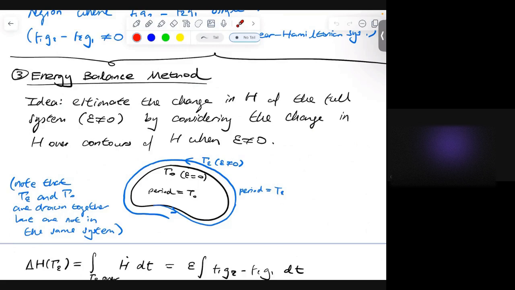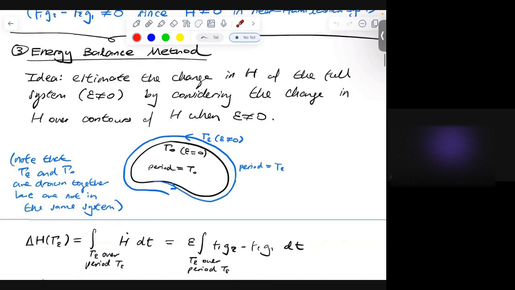Next thing is the energy balance method. So the idea here is to estimate the change in the Hamiltonian of the full system by considering the change in the Hamiltonian over contours of the Hamiltonian system. Sorry, of the near-Hamiltonian system. Okay. So this is a little picture.